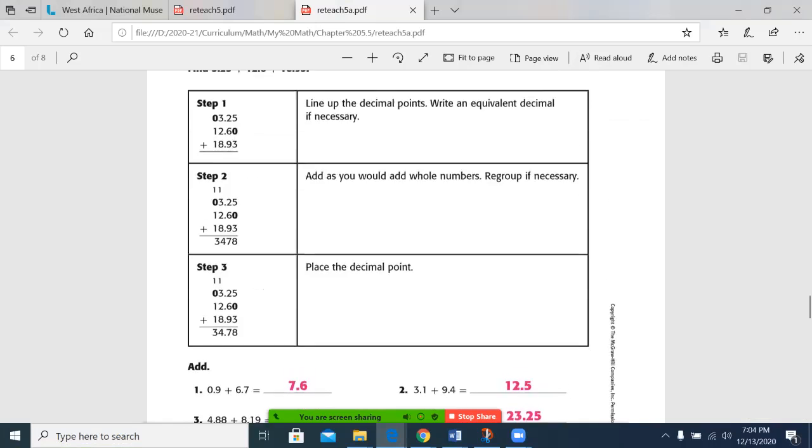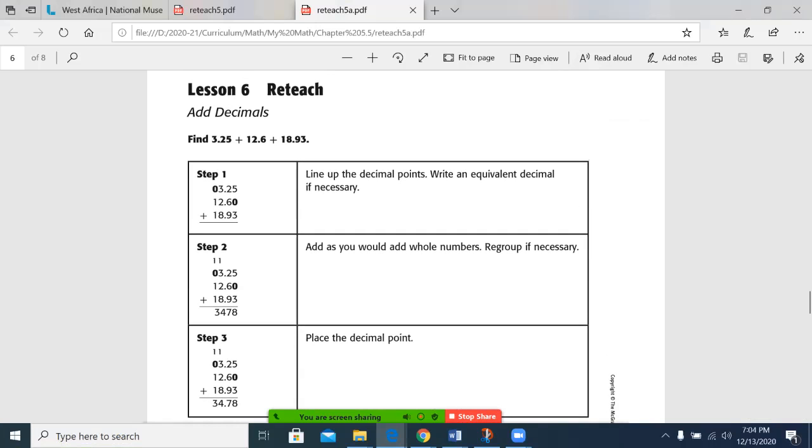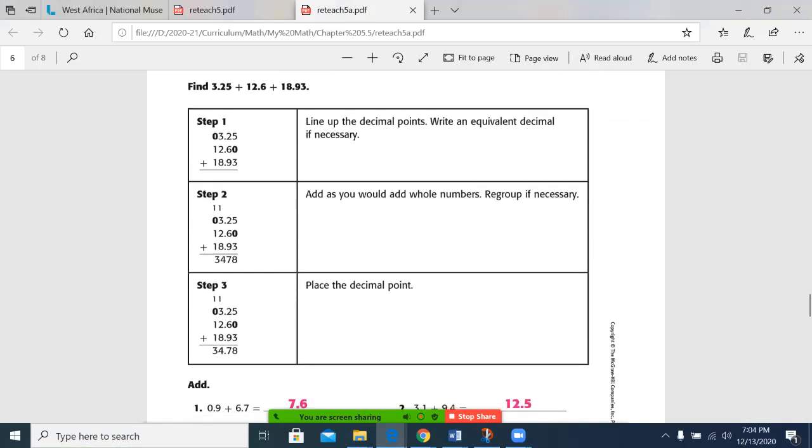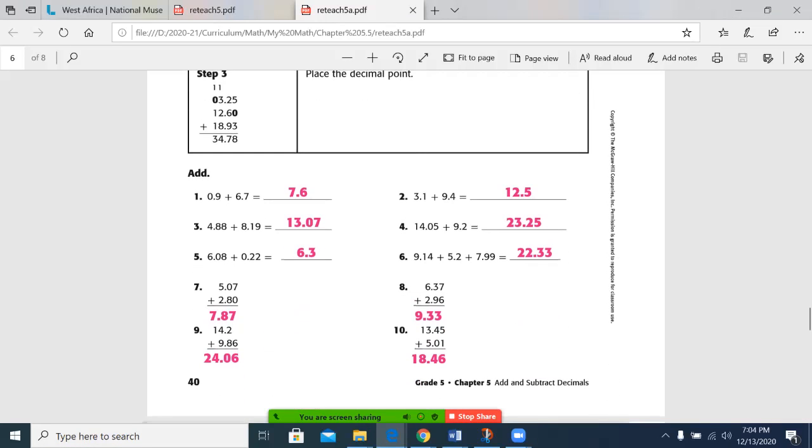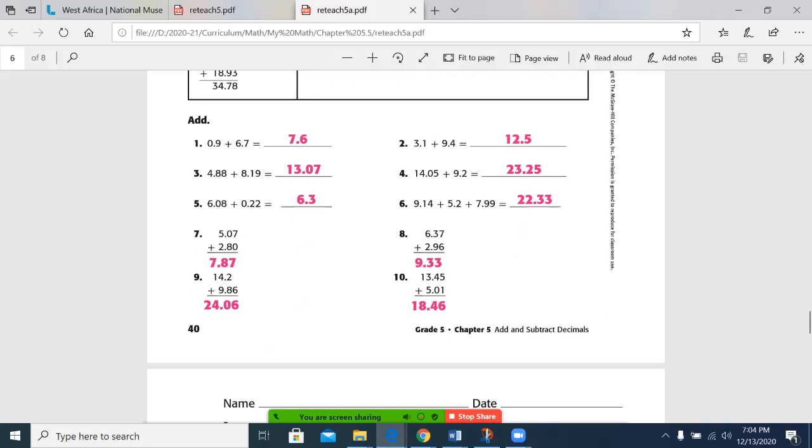We'll begin with a quick review of yesterday when we were adding decimals. Remember, we needed to line up the decimal points using equivalent decimals by annexing a 0. I encouraged you to place the decimal point in the bottom along with step 1, and then step 2, add as normal.